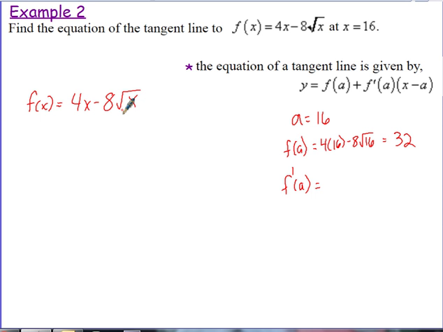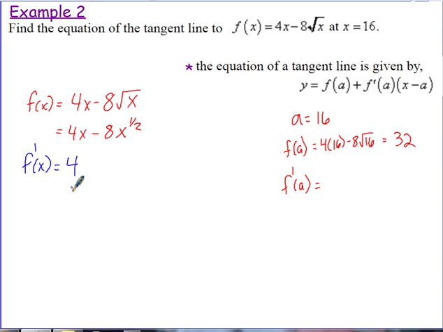Before I get started, so it's 4x minus 8x to the half. All right, let's do its derivative. Let's do the derivative. What's the derivative of that?